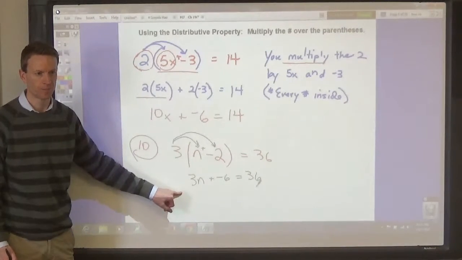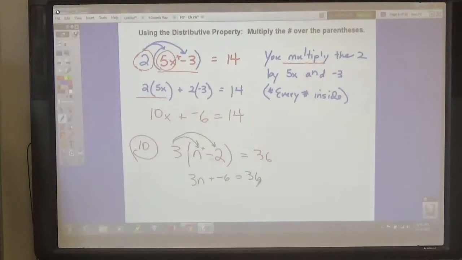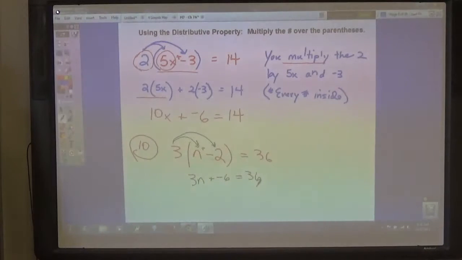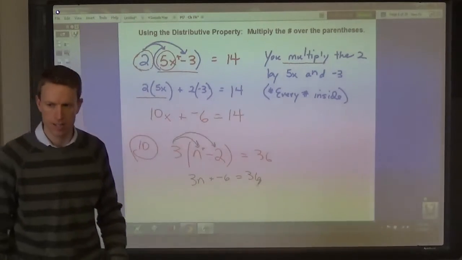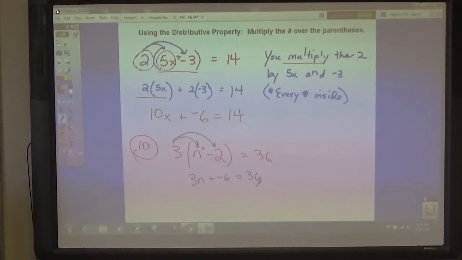Okay? So what I want you to do for your assignment is number 10, 11, 12, 13, and 14. 10 through 14 for tomorrow. Okay? Skip 15. Page 359, 10 through 14.